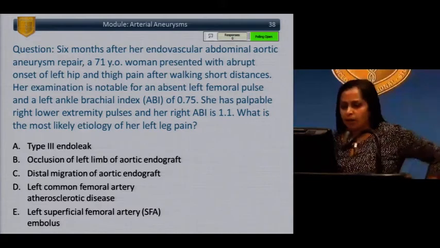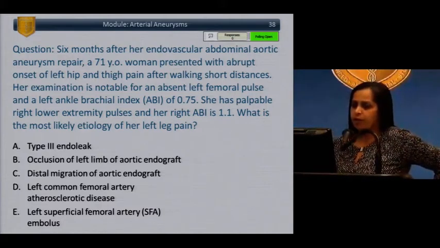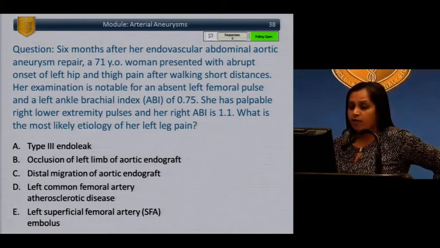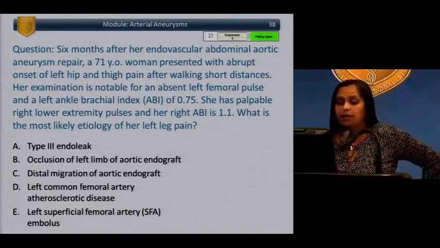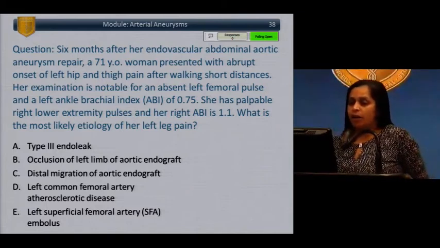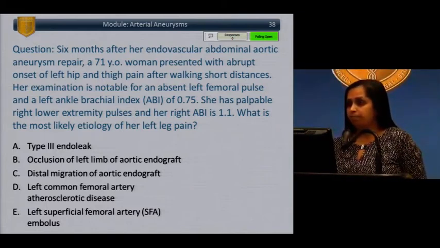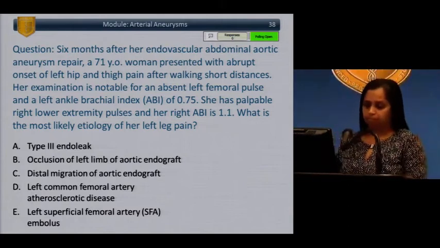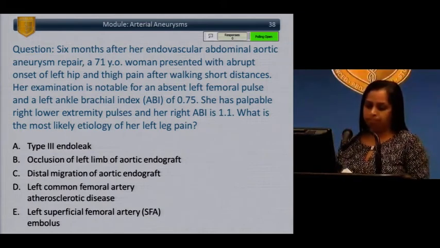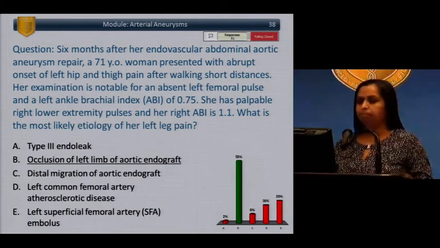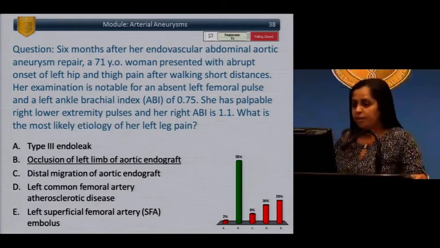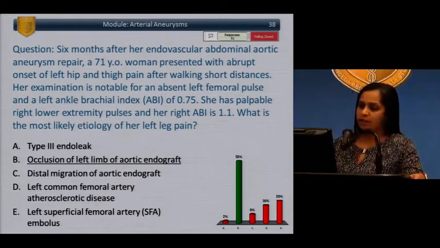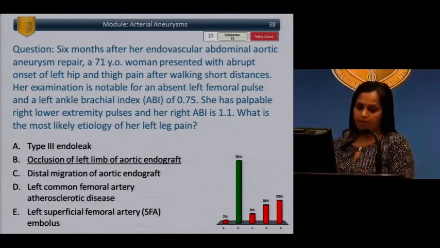A, type 3 endoleak. B, occlusion of the left limb of the aortic endograft. C, distal migration of the endograft. D, left common femoral artery atherosclerotic disease. E, left superficial femoral artery embolus. The correct answer is B, occlusion of the left limb of the aortic endograft.